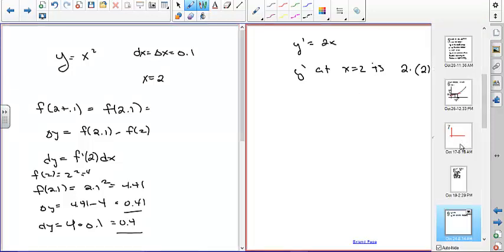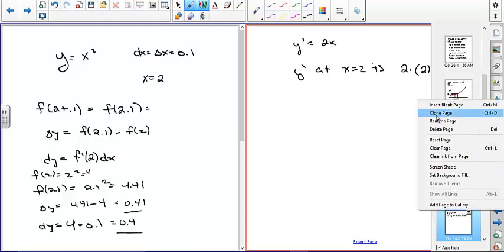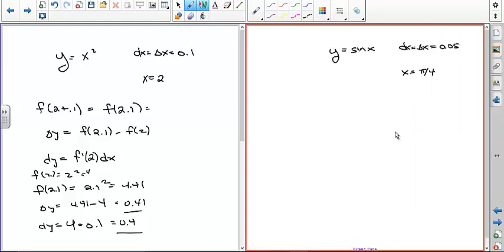So let me just delete this page because I think there might be another problem on the next page. Same kind of deal here. I'm going to let you do it. You'll evaluate the function at pi over 4, and that'll give you something. Then you evaluate the function at pi over 4 plus 0.05.